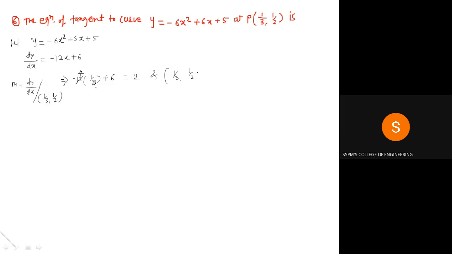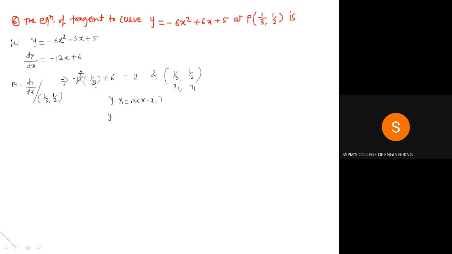1 by 3, 1 by 2, means we have one point and the slope of the line. So how to get the equation of the line? By using the slope point form. So these are x1, y1. How do you find the equation of a line? The slope form is y minus y1 is m times x minus x1.